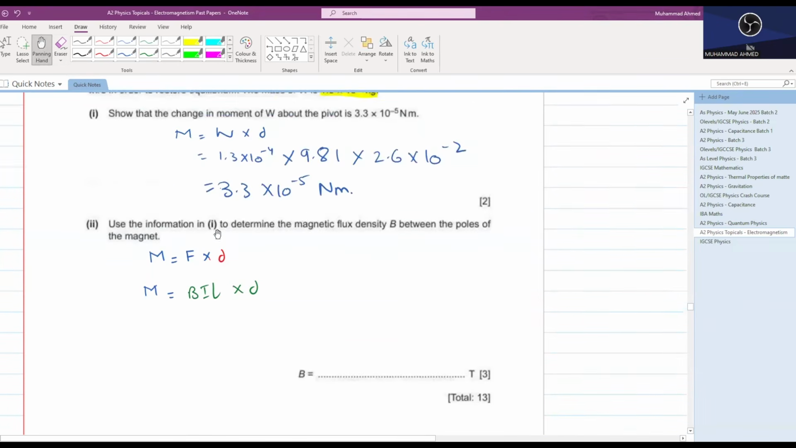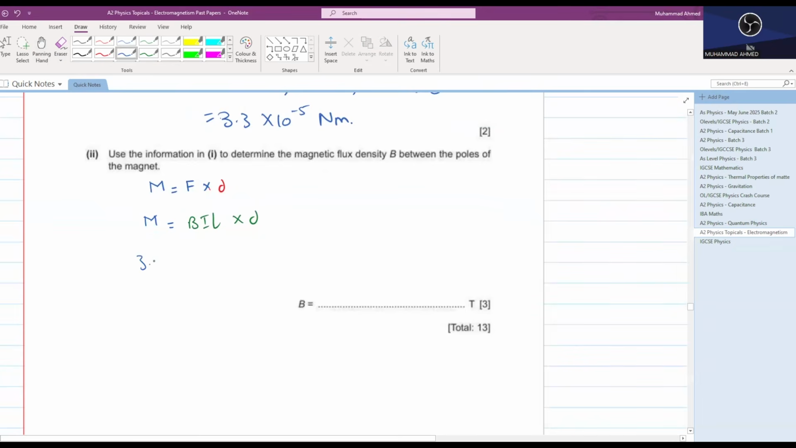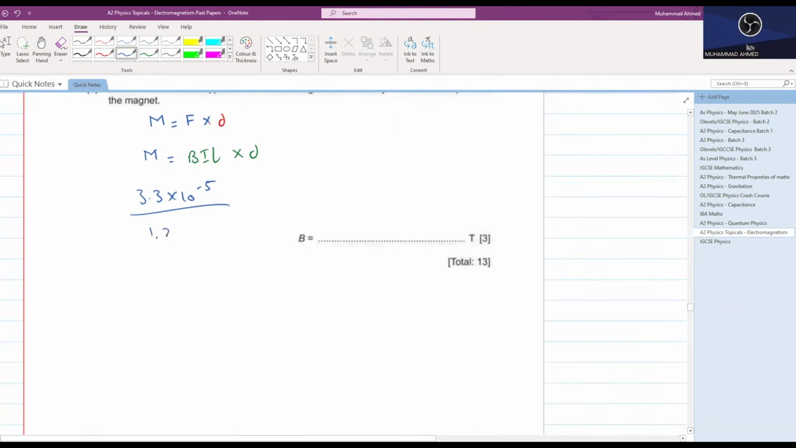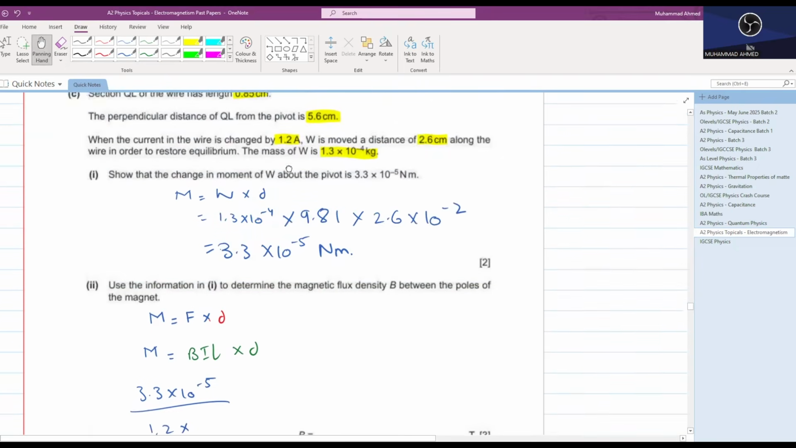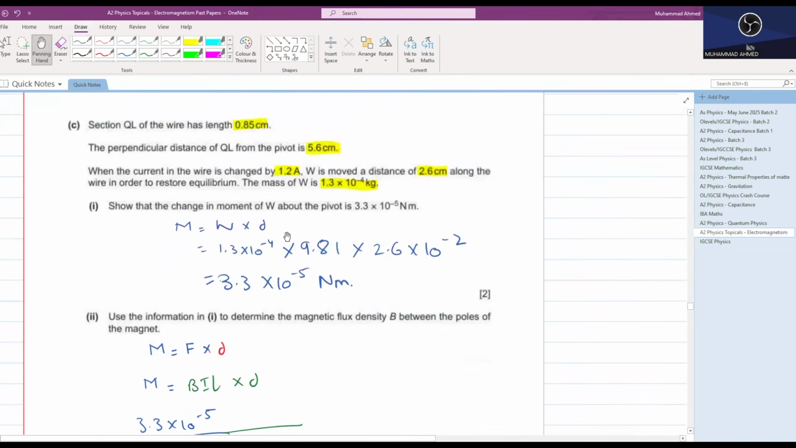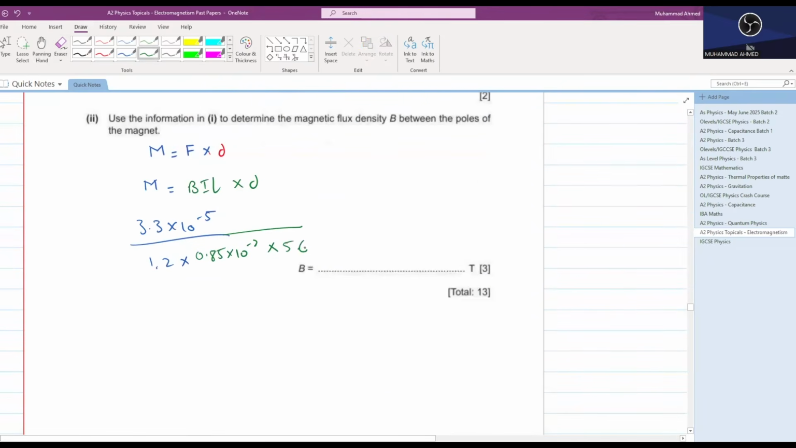Do I have the moment? Yes, I have already calculated it in the previous question: 3.3 into 10 raised to the power of minus 5. What is my magnetic flux density? I have to calculate it. What was my current in the wire QL? 1.2 ampere. What was my length of the wire? 0.85 centimeter. So 0.85 into 10 raised to the power of minus 2, divided by the distance from the pivot, which was 5.6 centimeter. So 5.6 into 10 raised to the power of minus 2. Your answer for B comes out to be what? Can you calculate it?